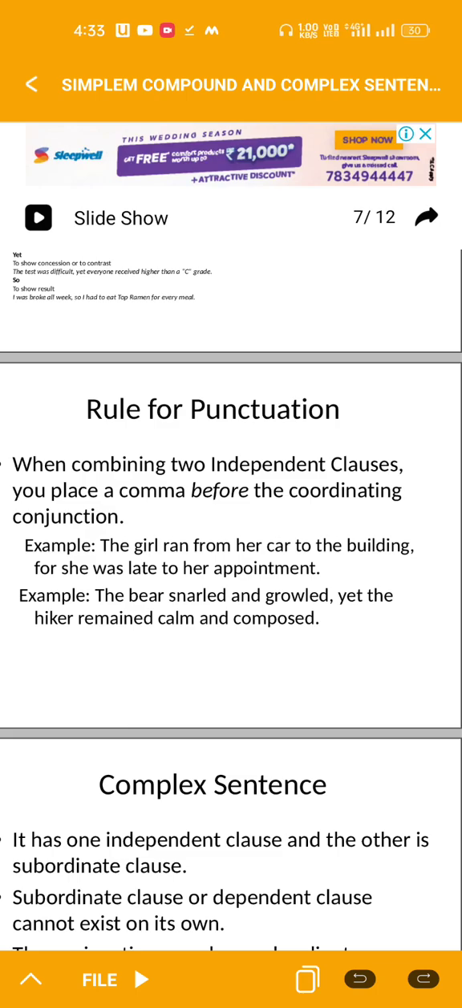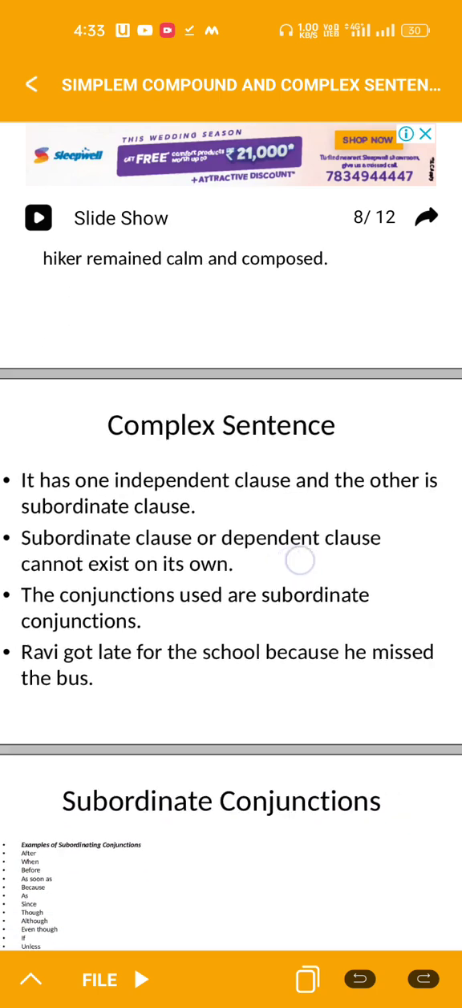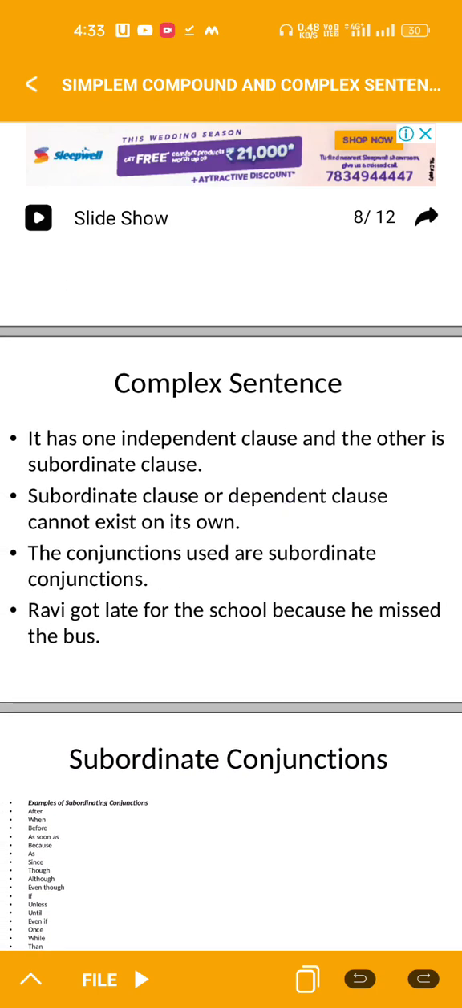So now coming on to the complex sentence. It has one independent clause and the other is a subordinate clause. Now, subordinate clause means dependent clause, which cannot exist on its own. For a subordinate clause, the conjunctions used are subordinate conjunctions. Now, there are many subordinate conjunctions.